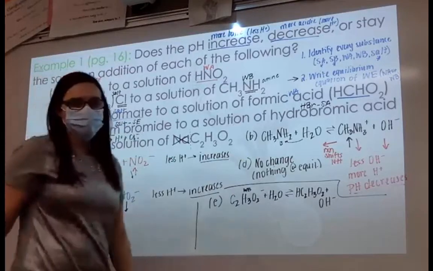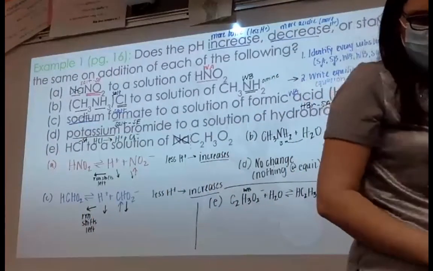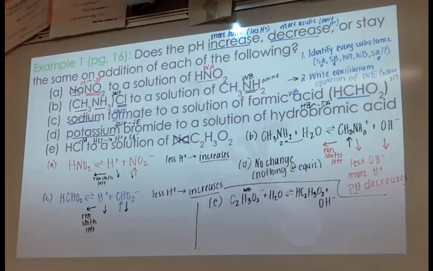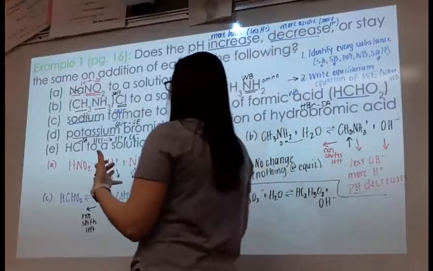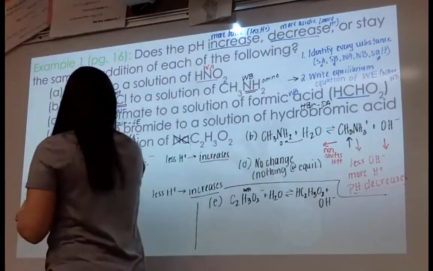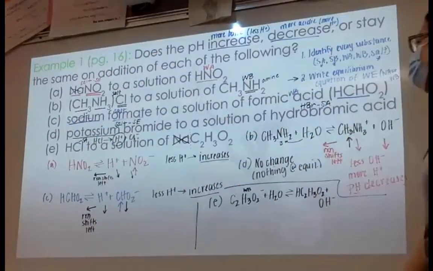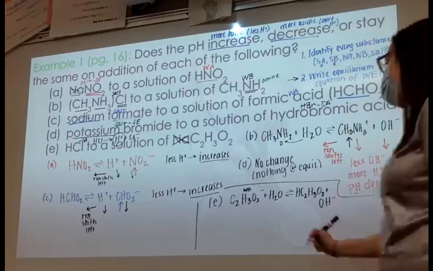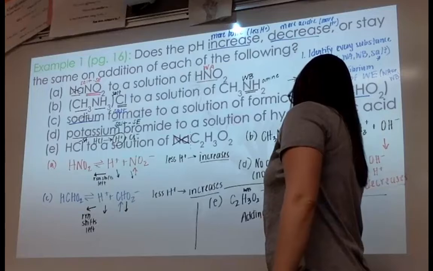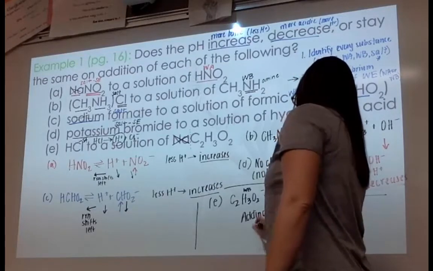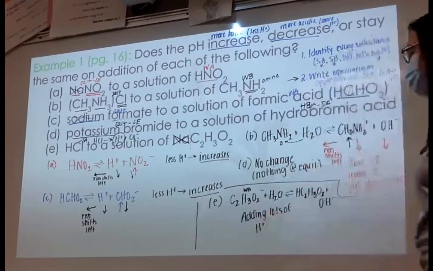Now you might look at this right away and say, okay, well, I don't see a common ion here. And you're right. This isn't a true common ion problem. However, what we are adding to this solution is lots of H+. Right, we're adding lots of H+, because HCl is a strong acid.